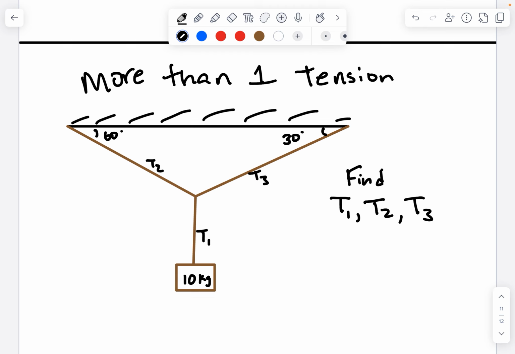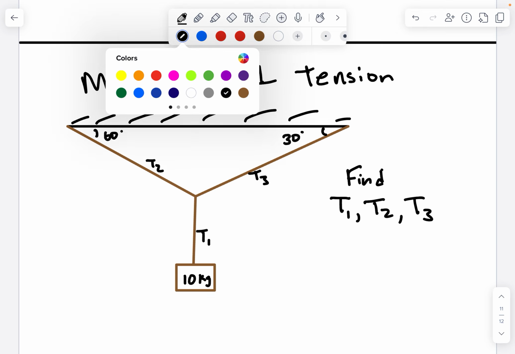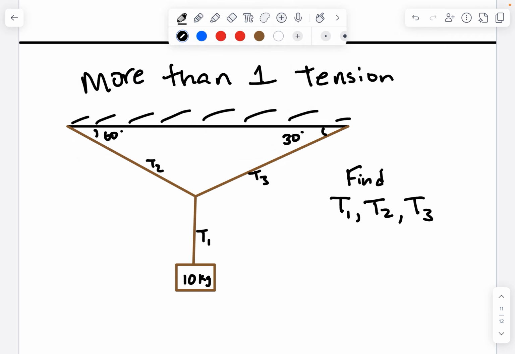So we have a ceiling here holding two ropes, tension 2 and tension 3, one at 60 degrees, one at 30 degrees. They are tied to one rope, which we're going to call rope 1, and that is holding a 10 kilogram mass suspended in the air, and the entire system is in equilibrium. What we are trying to do is find tension 1, tension 2, and tension 3.